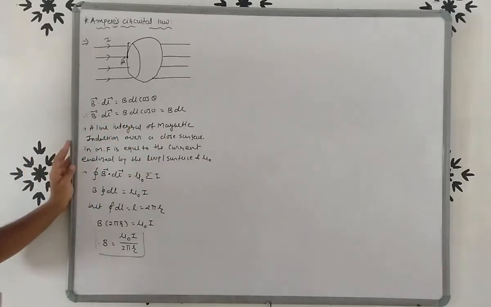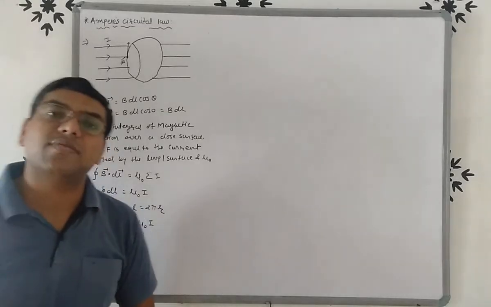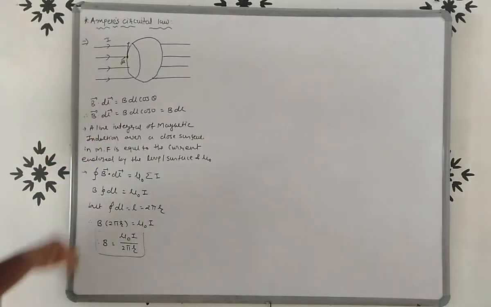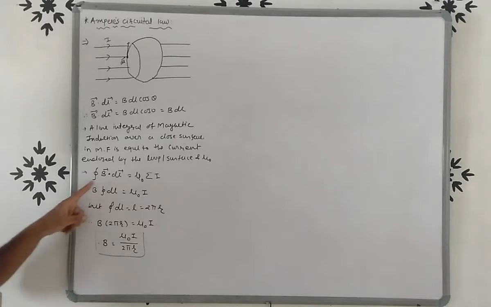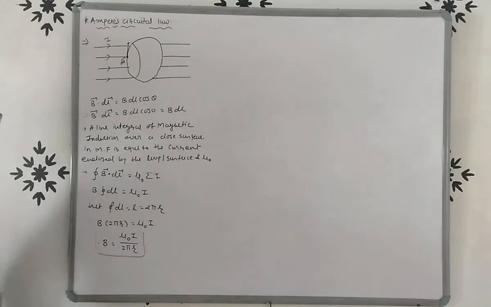Now what is the statement? You have to remember this: a line integral of magnetic induction over a closed loop in a magnetic field is equal to the current enclosed by the loop times the permeability mu 0. So closed integral B dot dl is equal to mu 0 sigma I. So B closed integral dl is equal to mu 0 I.